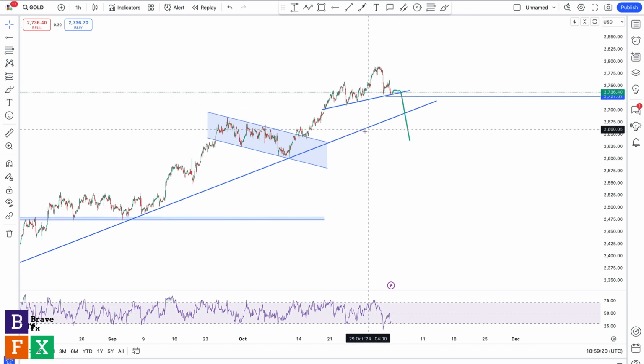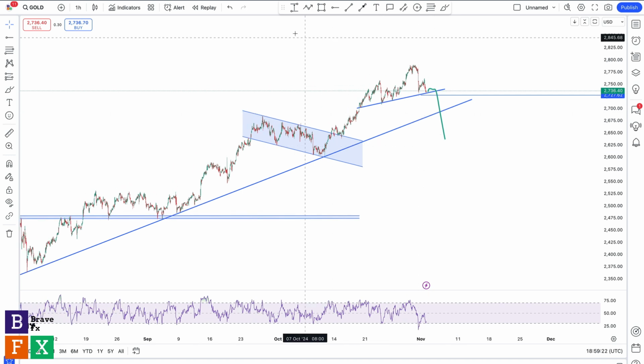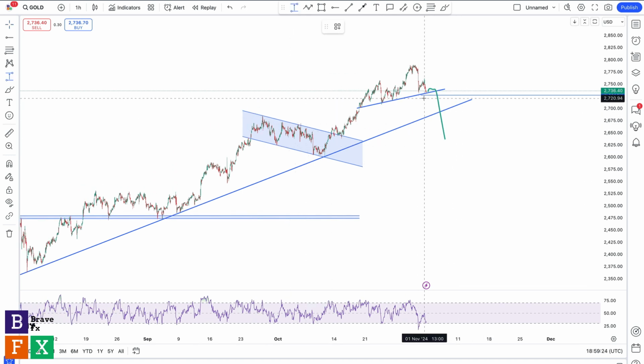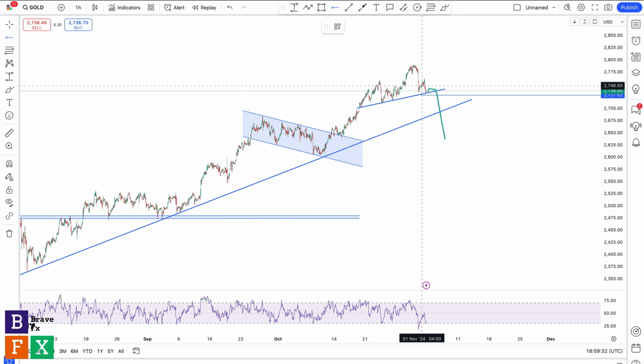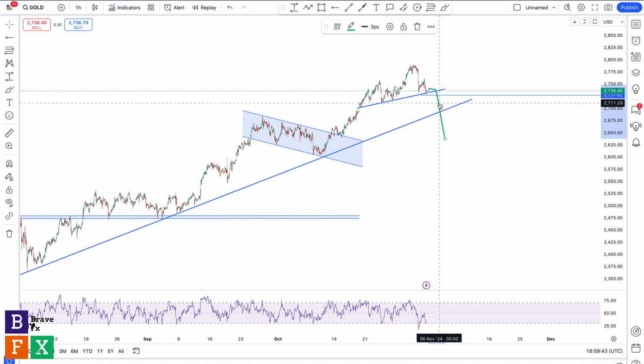My target obviously is going to be this trend line over here, and that measured movement will be approximately 350 pips, as the case may be. Stop loss is going to be above the consolidation that leads to the breakout, or preferably, if we don't get another good consolidation, the stop loss is likely going to be around these highs. So this is my bearish case scenario for gold.